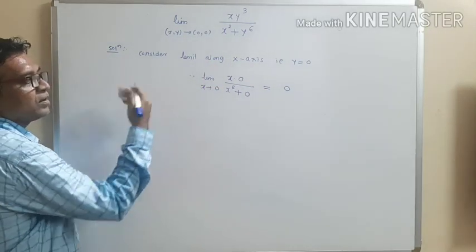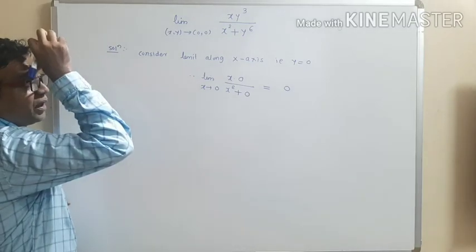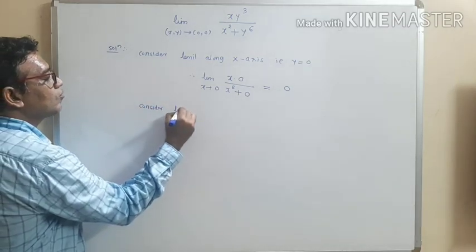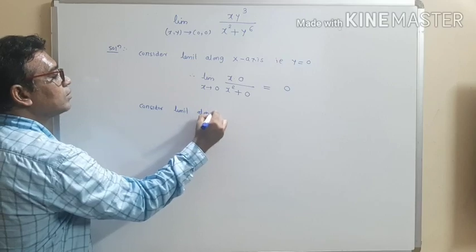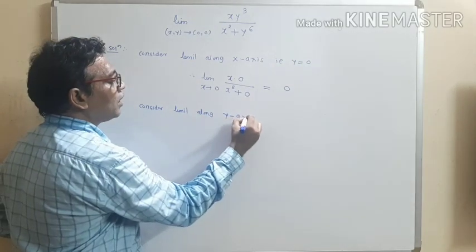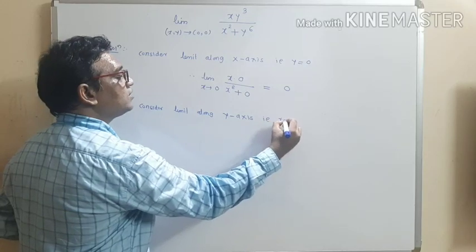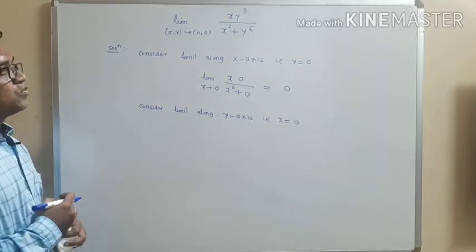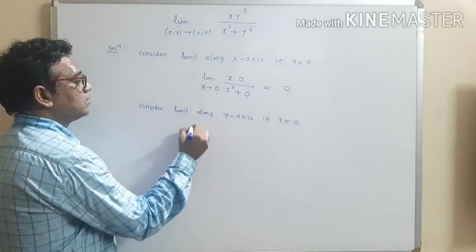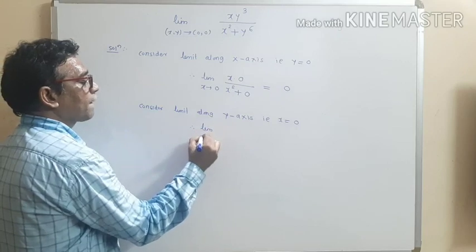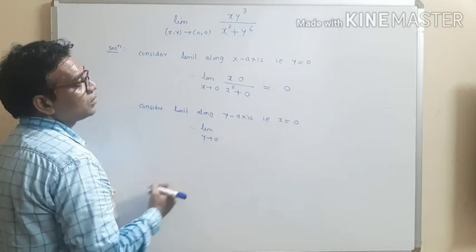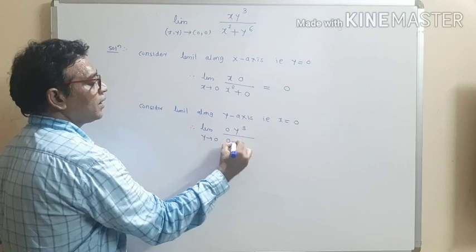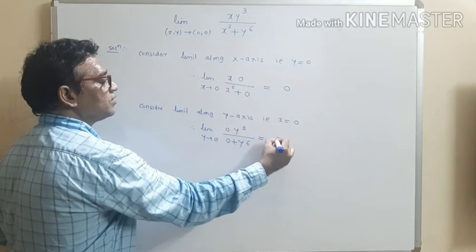Now find out limit along next equation. Now we use the equation of y-axis. So write down, consider limit along y-axis, and what is the equation of y-axis? x equal to 0. So now put x equal to 0 in the given function. So we get limit y tends to 0. Now put x equal to 0. So this is 0 into y cube divided by 0 plus y raised to 6. So this is again 0.